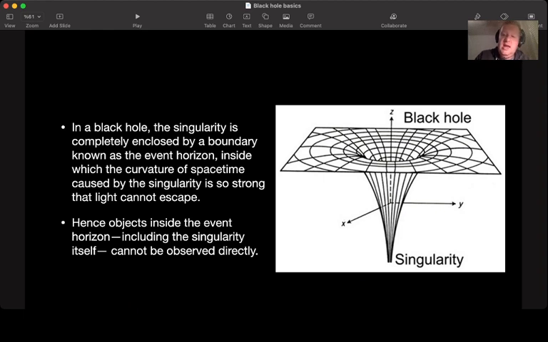But this is what the singularity might actually look like, but we don't fully know yet what the singularity is actually made of inside. But this is what scientists predict.